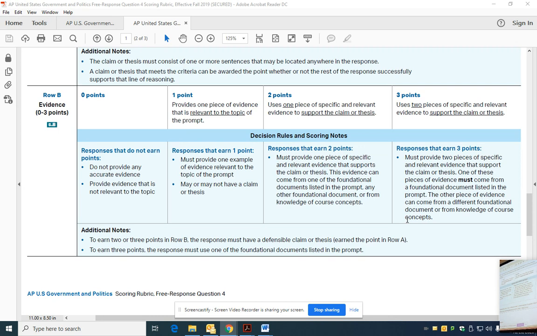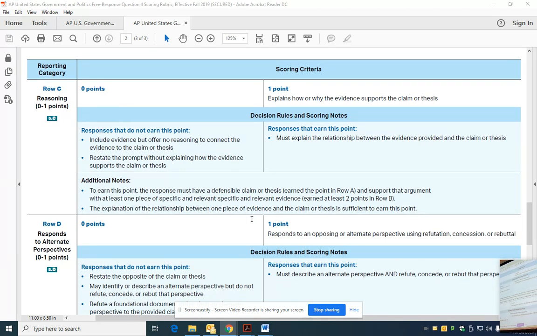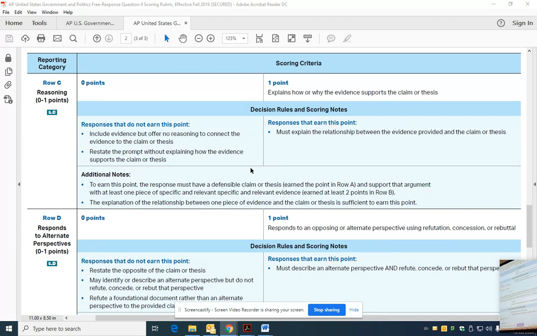So to earn the points, the responses must use one of the foundational documents listed in the problem. We'll look at that in a minute. So that's 4 points right there. One for your thesis, your claim with a line of reasoning, and 3 for using 2 specific pieces of evidence that support your claim. The 5th point is going to come from your reasoning. You have to explain how that evidence supports your claim. Just using the evidence to support your claim is going to get you 3 points. Explaining how that evidence supports your claim is going to get you an additional point.